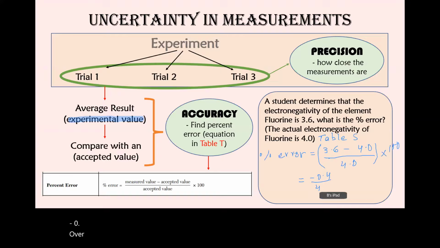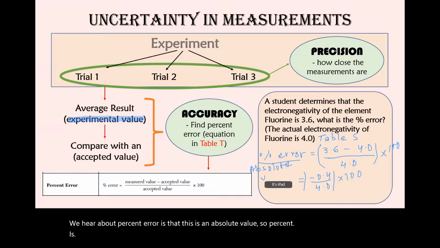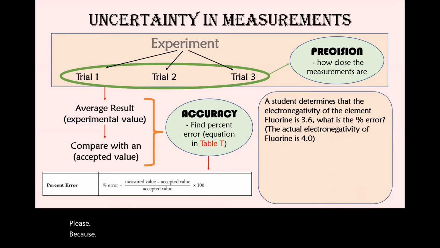over 4.0 times 100. So the very, very important thing to remember here about percent error is that this is an absolute value. You cannot have a negative percent error. So please always report your percent error as a positive number. When we do the math for this, you should get 10%. Please do not write negative 10% because it's an absolute value. All right. So that was the uncertainty.